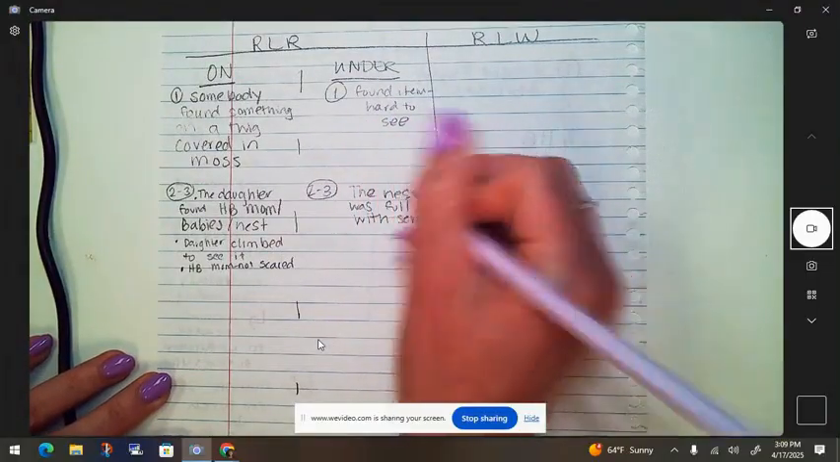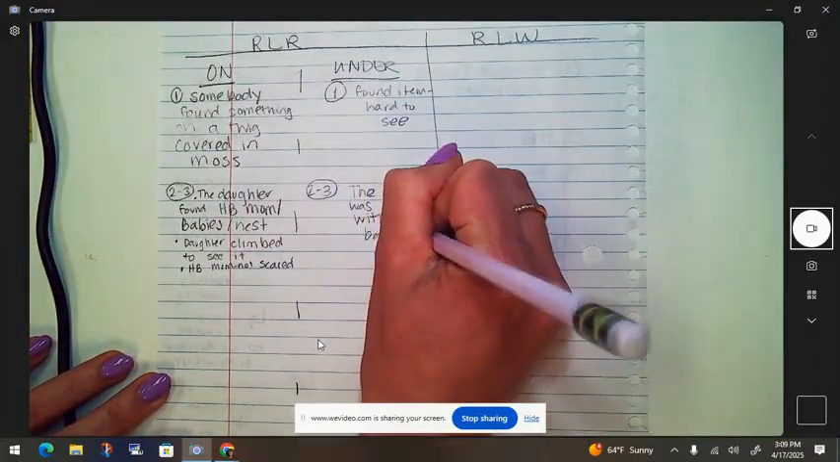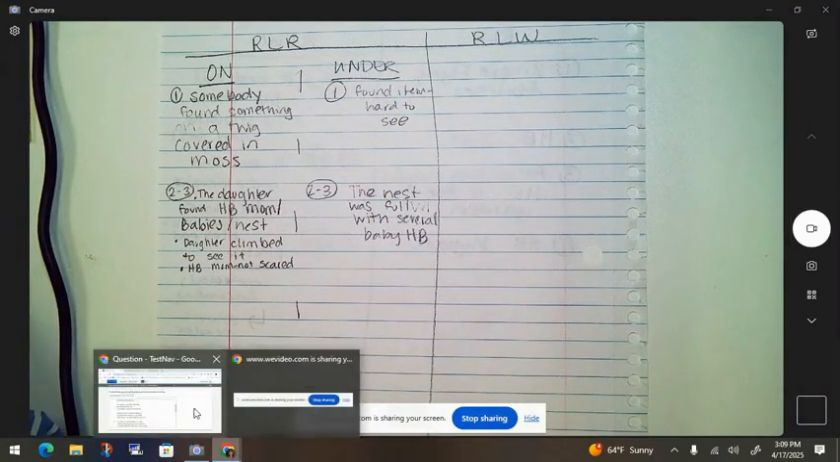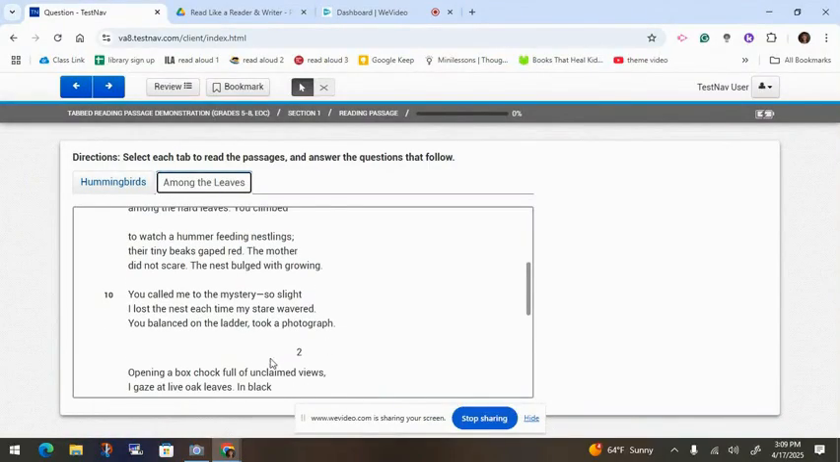Several baby hummingbirds. Just going to go really quick there. Okay. Going to go back, and I'm going to end that section with 4 because I don't want to put part 2. So section 4, you called me to the mystery, so slight. I lost the nest each time my stare wavered. You balanced on a ladder, took a photograph.